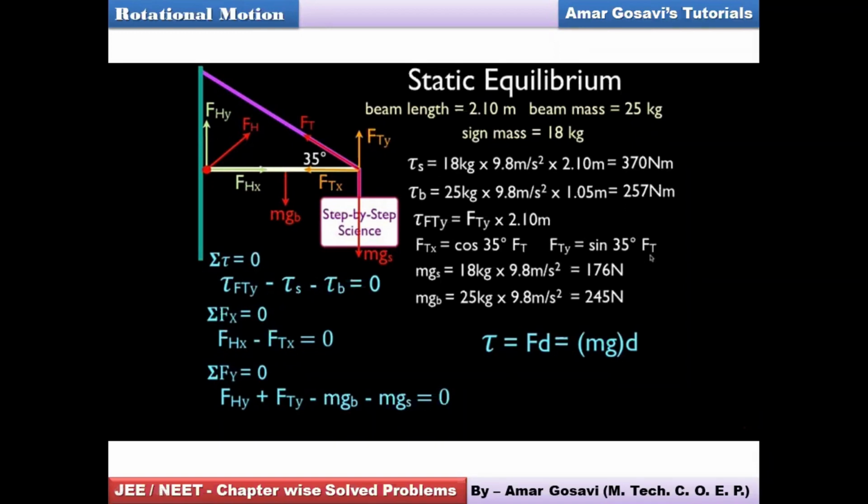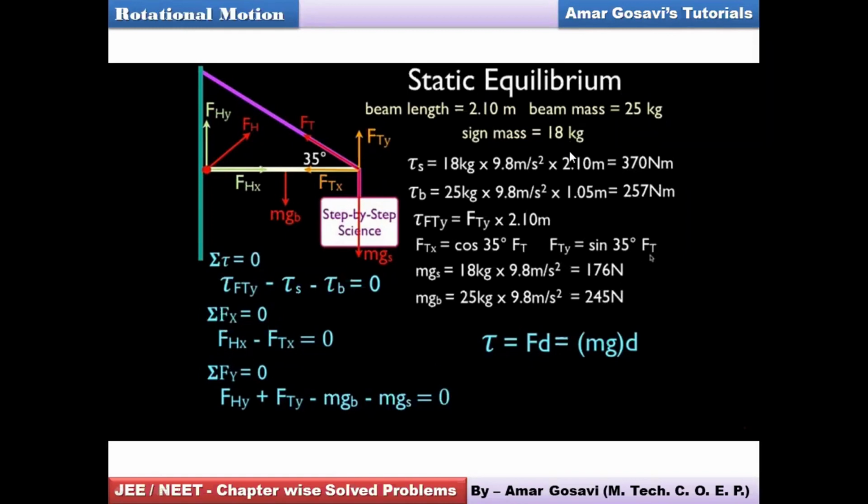Similarly, summation of all the forces along x-axis should be 0. So what are the forces along x-axis? Fhx along positive x-axis, so plus, minus Ftx along negative x-axis, therefore minus, equal to 0. Third equation, summation of all the forces along y-axis should be 0. Fhy along positive y-axis, taken positive. Fty along positive y-axis, taken positive. Minus mgb, negative y-axis, taken negative. Mgs, negative y-axis, taken negative, and we get this equation.